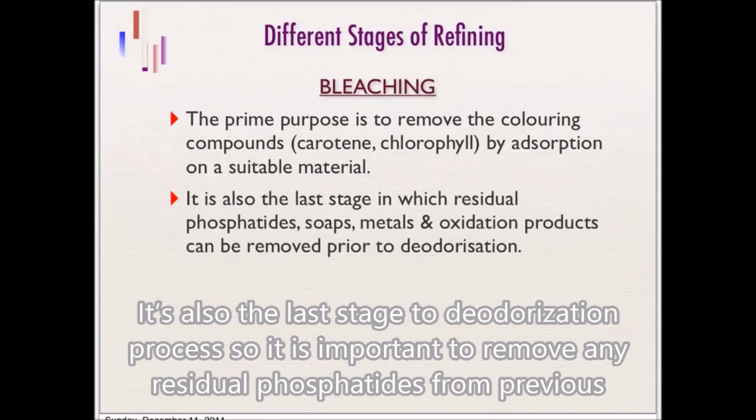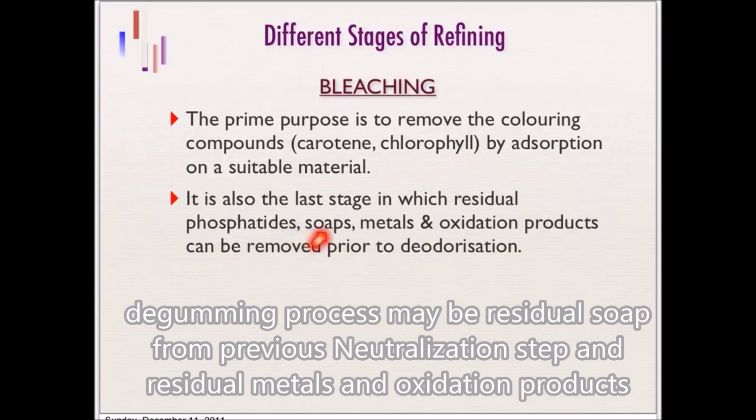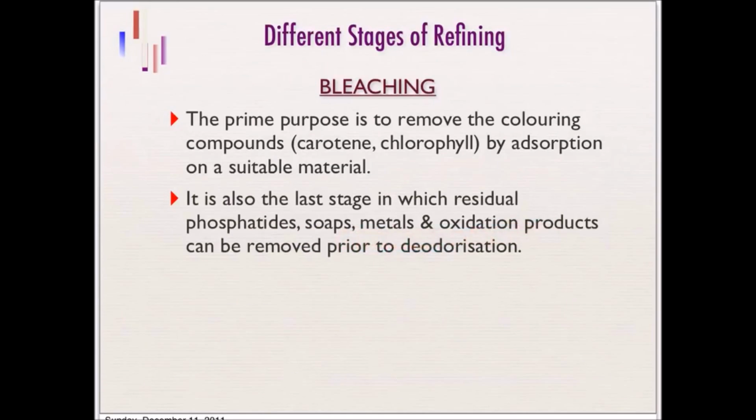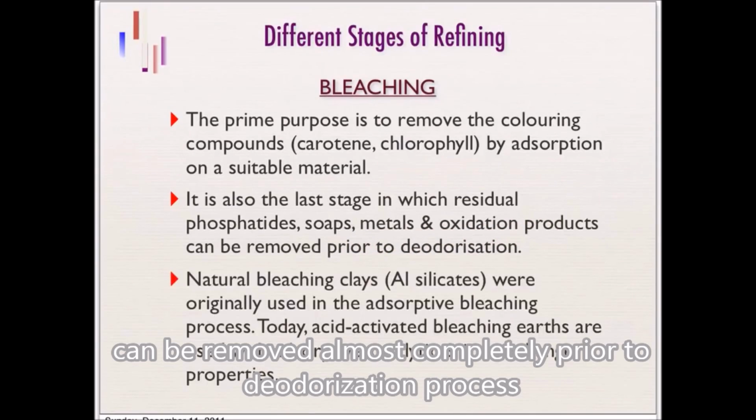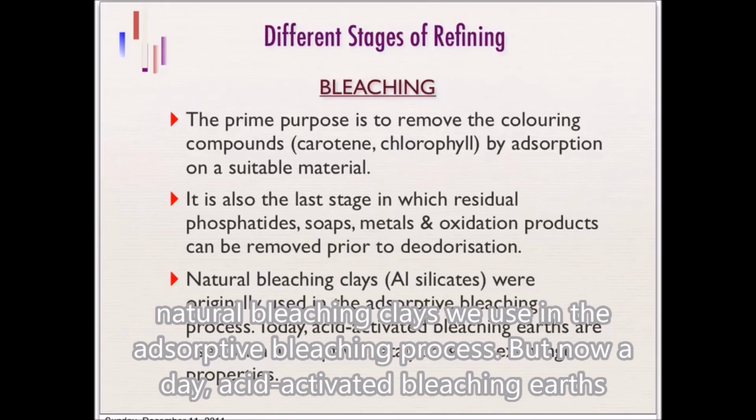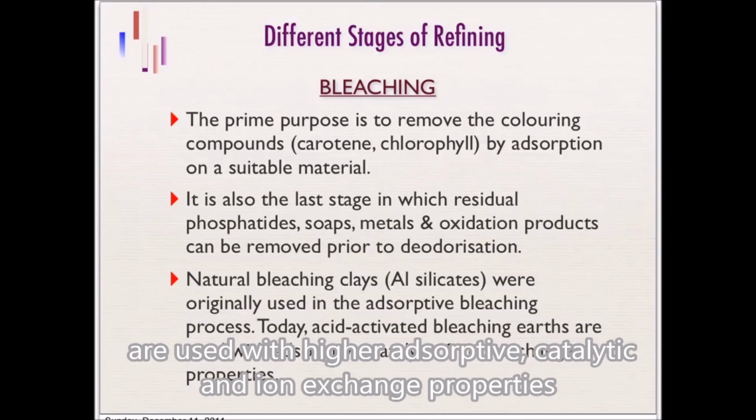So it is important to remove any residual phosphatides from the previous degumming process, residual soaps from the previous neutralization step, and any residual metals and oxidation products. This has to be removed almost completely prior to the deodorization process. Originally, natural bleaching clays were used as an adsorbent, but nowadays acid-activated bleaching earth is used, with higher adsorptive, catalytic, and ion exchange properties.